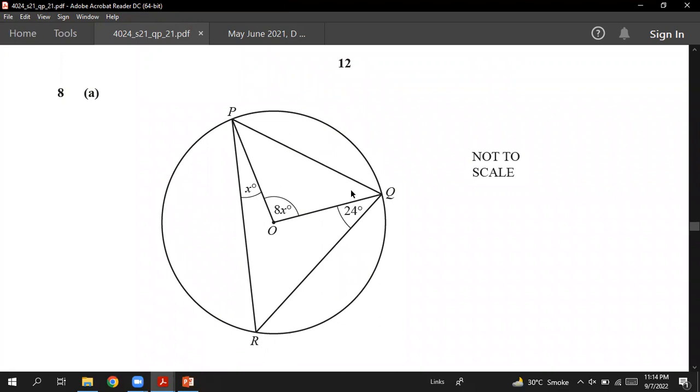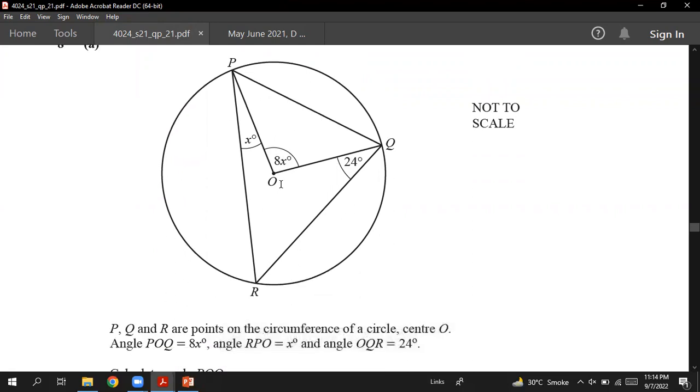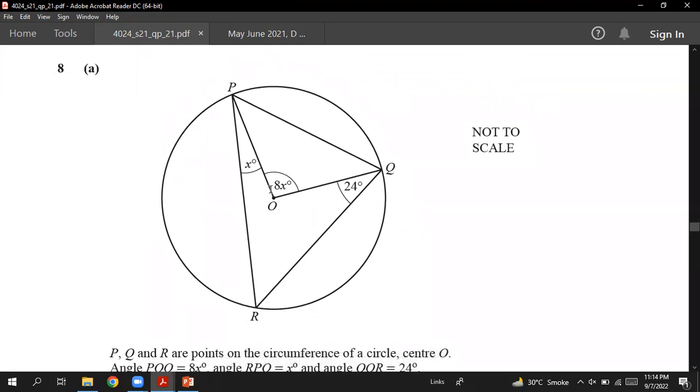Okay, so this is radius, this is radius. If this angle and this angle are equal, it's an isosceles triangle, so these two angles will be the same. And this is the angle I want to find out. If this is 8x, then the angle here will be half of this 8x. Angle at the center is 2 times angle at the circumference. That's the property of the circle.